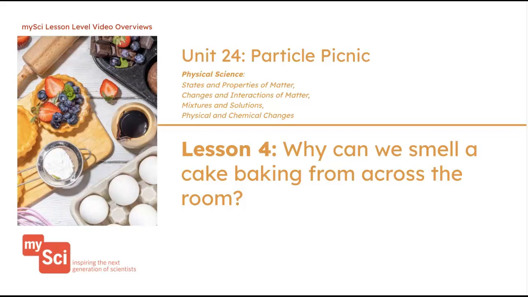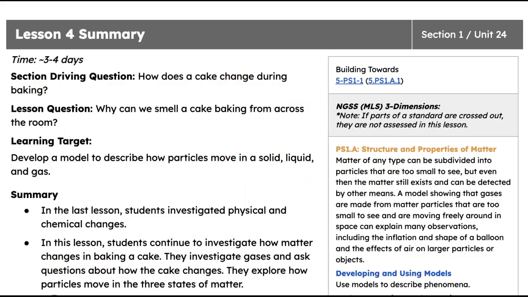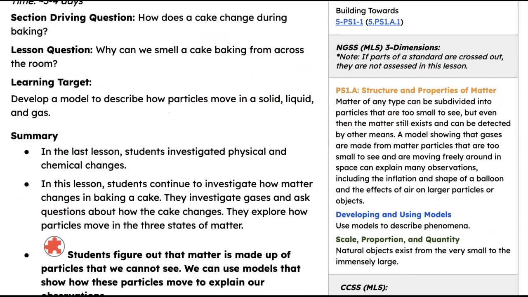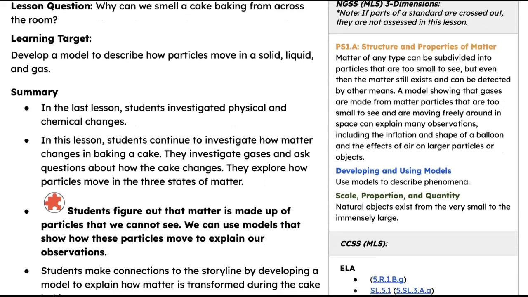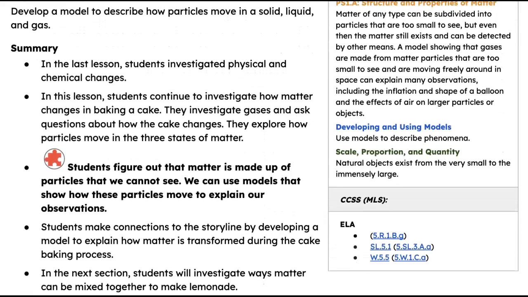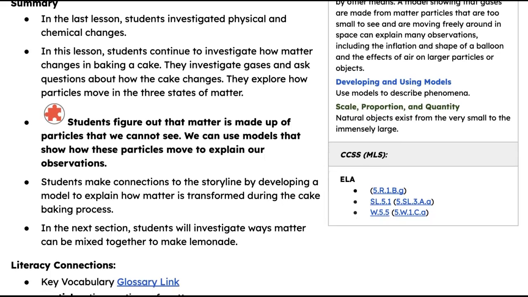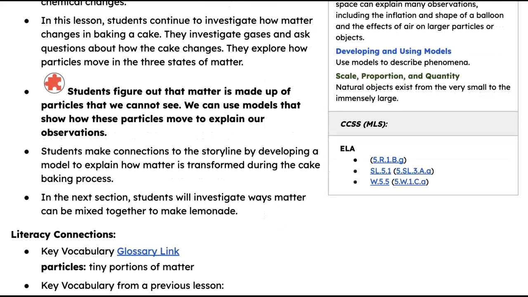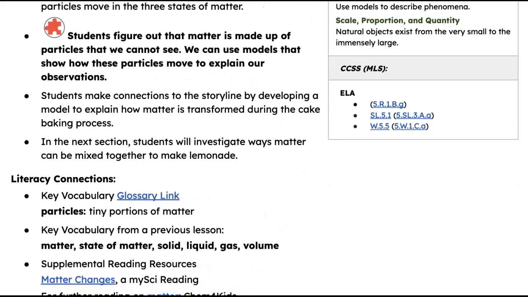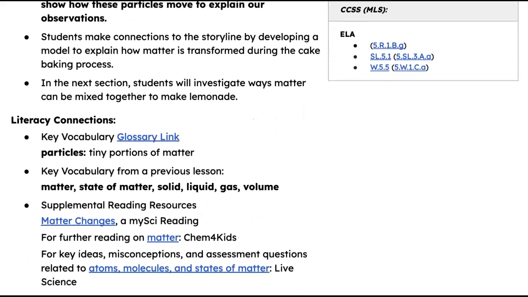Students make connections to the storyline by developing a model to explain how matter is transformed during the cake baking process. There are several opportunities for ELA cross-curricular connections throughout the lesson. You can look for specific standard connections in the Unit 24 Teacher Guide. This lesson will take approximately 3 to 4 days to complete.